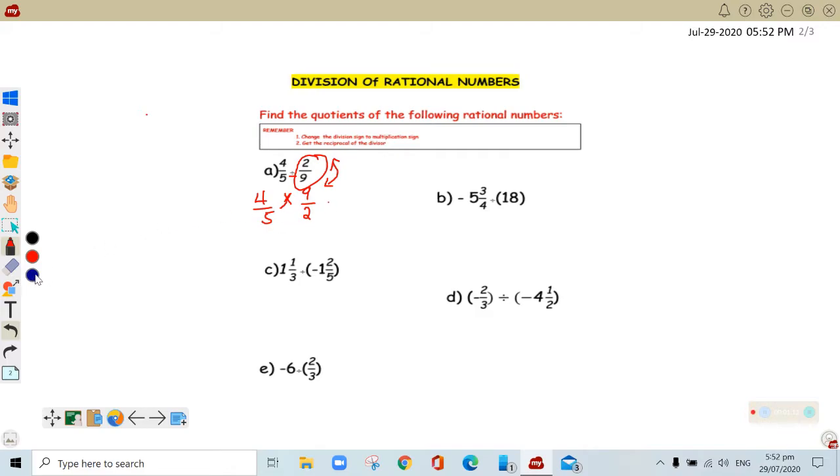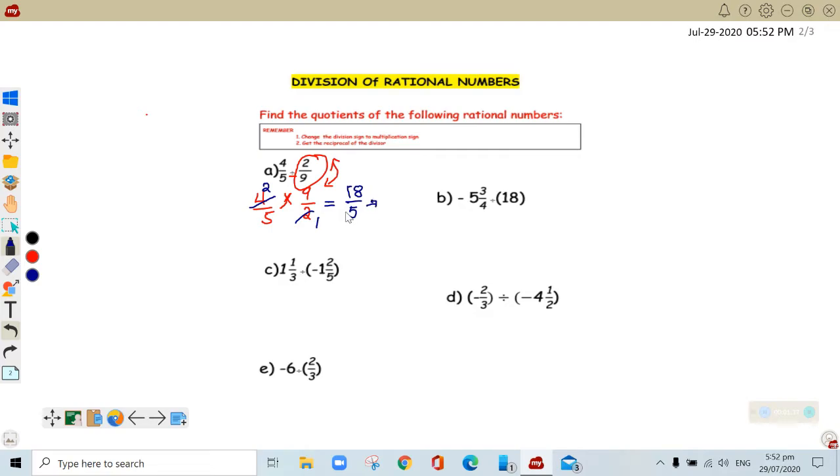So multiplying this, we can cancel 4 and 2 by 2, so this becomes 1 and this becomes 2. And after that, we can proceed to multiplying fractions. So 2 times 9 will be 18, and 5 times 1 is 5. 18 over 5 is an improper fraction, so we need to change this to a mixed number.